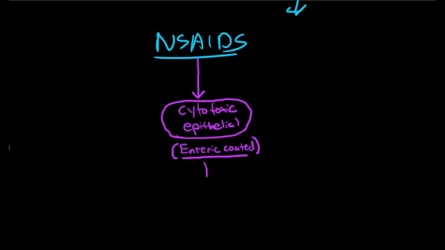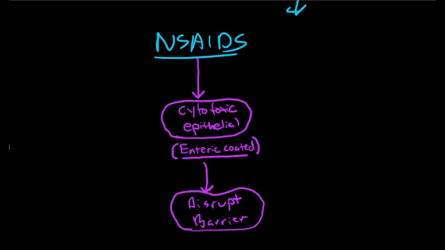Now what does that do? Well, if you kill off a few cells, then you disrupt the barrier, right? Because if you kill off a few of the cells, then the cells adjacent to them are going to be exposed to the acid on their lateral or basilar surfaces. Now another thing that will disrupt the barrier is inhibition of the COX-1 receptor.